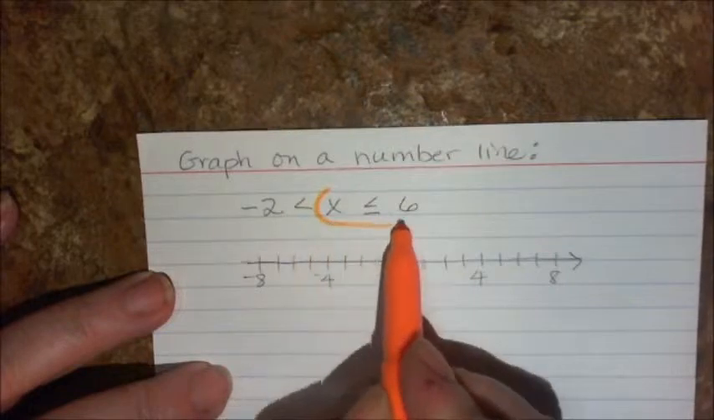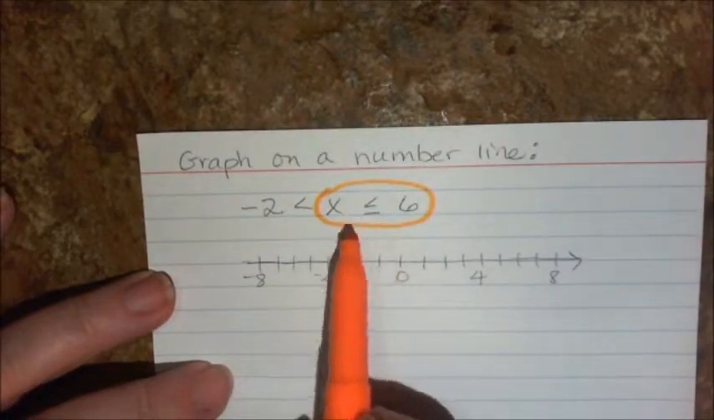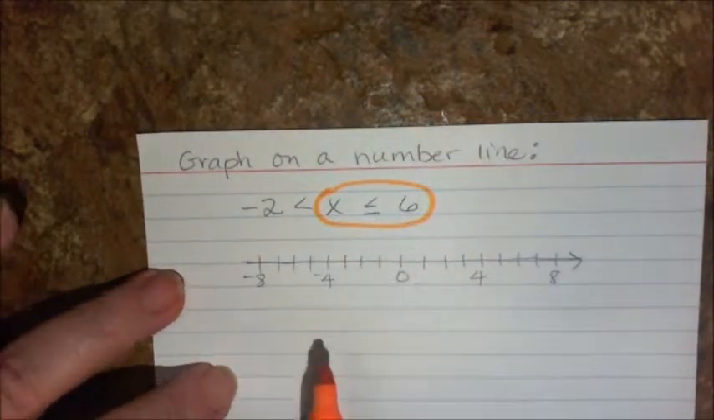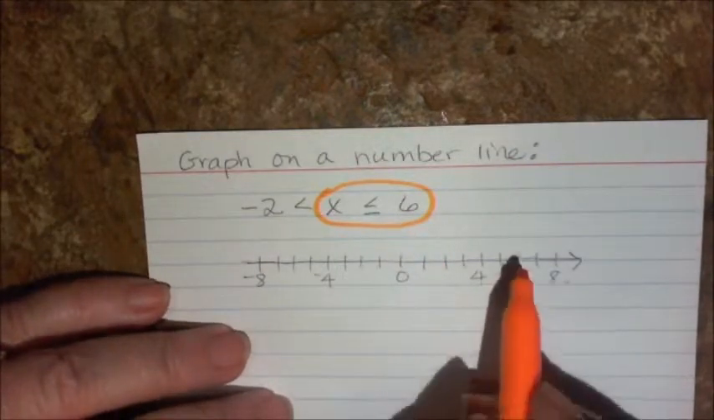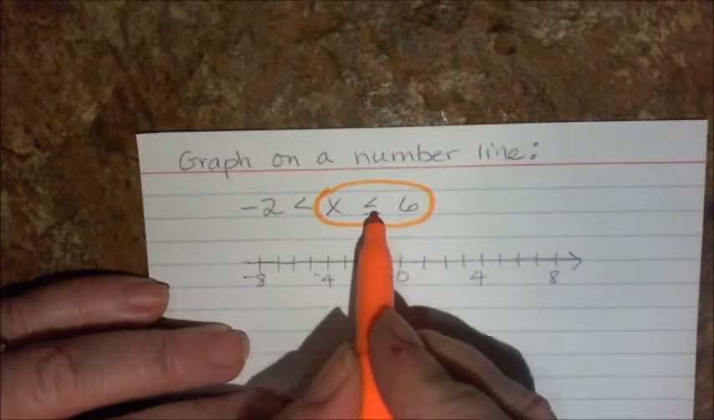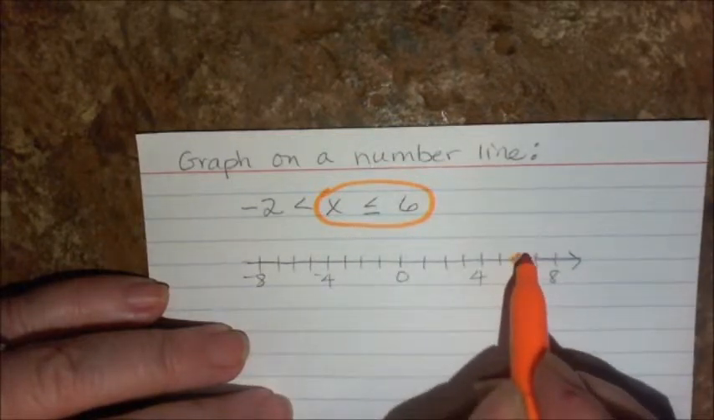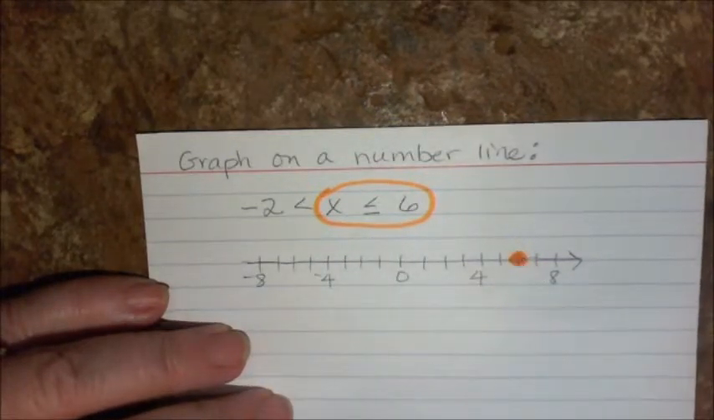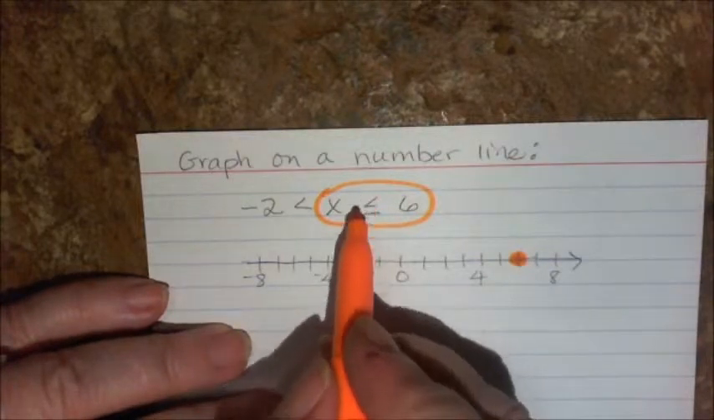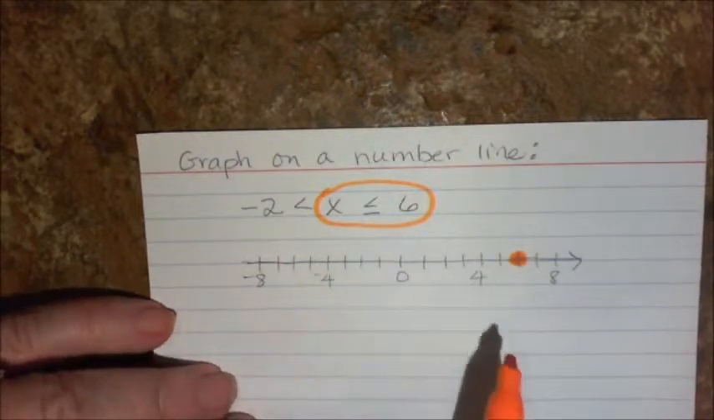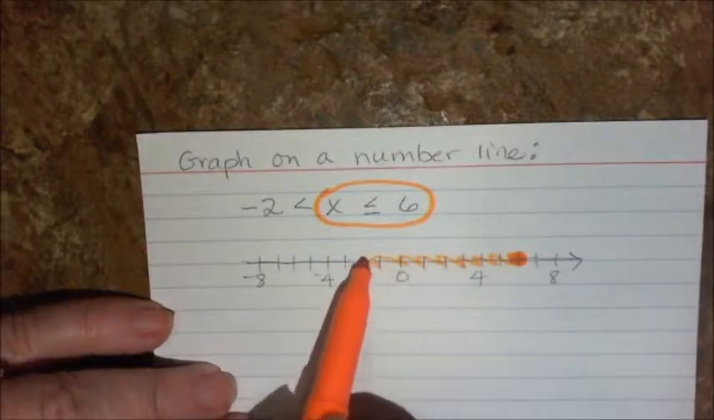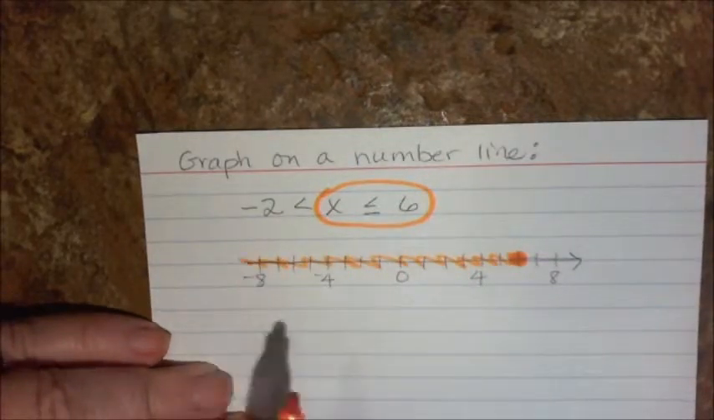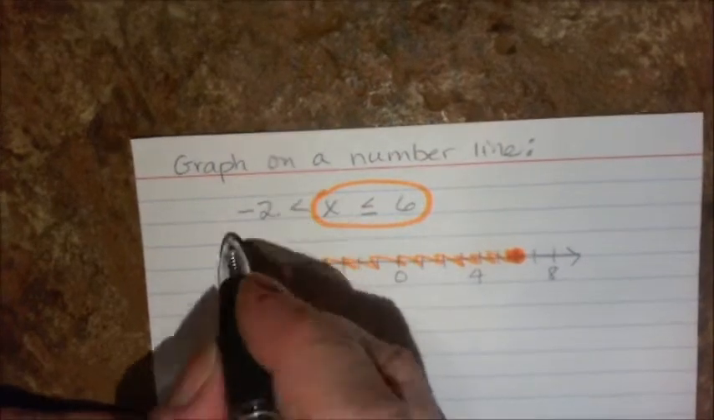So let's read this one. If this were the only inequality we saw, x is less than or equal to 6, then we'd find the number 6. Because of the or equal to, we would include it, a solid dot on 6. We're shading to the left of, since less than means to the left. Oops, forgot the arrow on this number line.